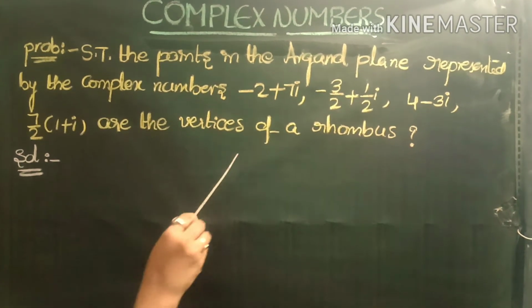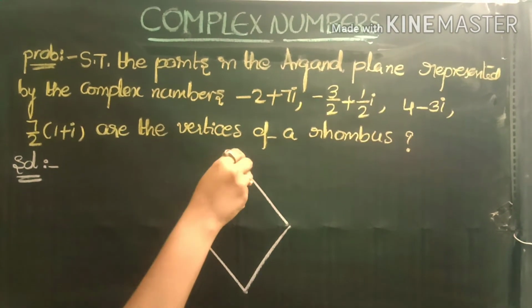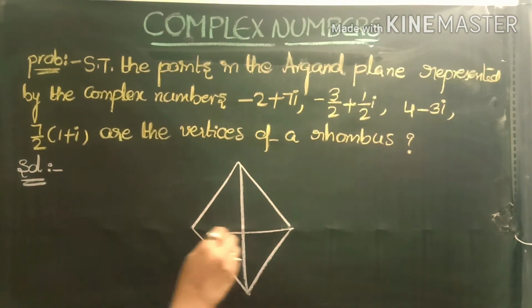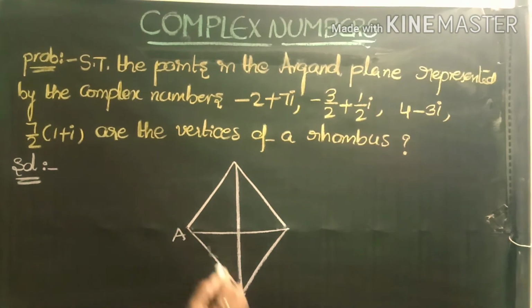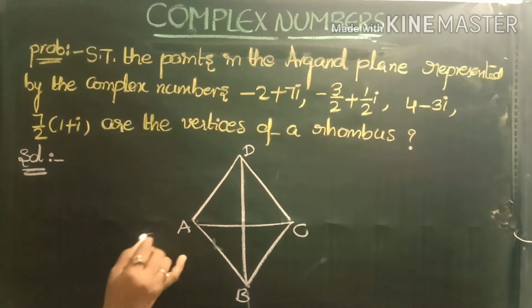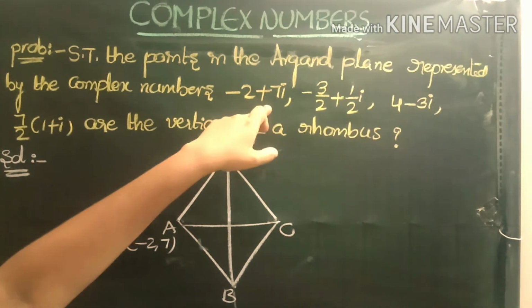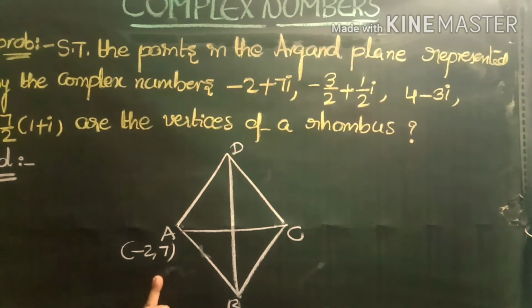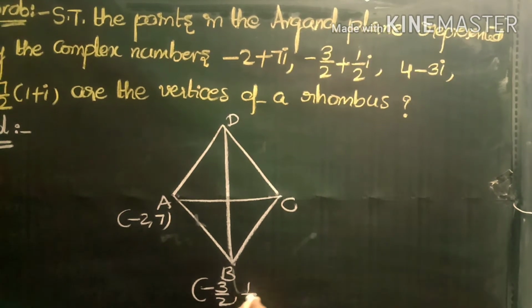First we are drawing the rhombus here. This is the rhombus. What are the properties of the rhombus? Rhombus means all sides are equal and diagonals not equal. So here we are taking the given 4 points as A, B, C, D. The first point is taken as minus 2, 7 in point form. The second complex number is minus 3 by 2, 1 by 2.